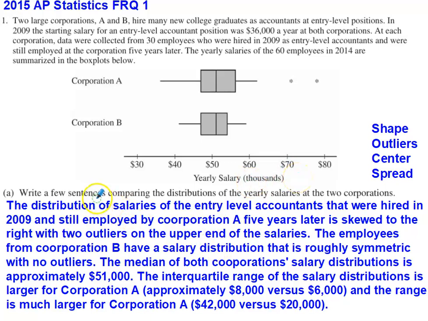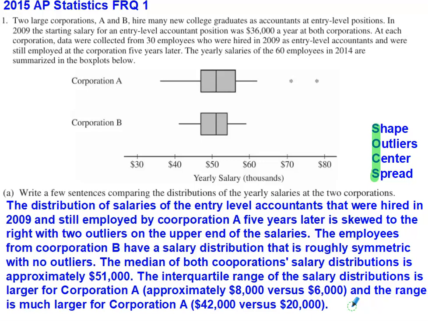Part A asks us to write a few sentences comparing the distributions. This phrase right here, if you see it, compare the distributions or describe an individual distribution, you're going to want to comment on 4 things: shape, outliers, center, and spread. So if you think about the acronym SOCS, S-O-C-S, that should help you keep track of the things you need to comment on. Now, as you do this, don't be generic.